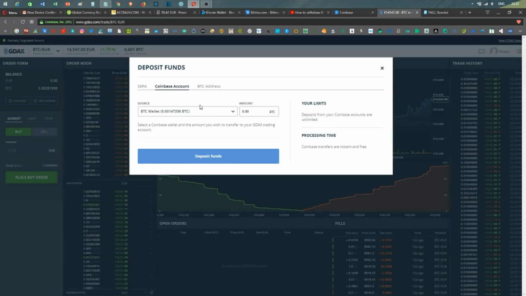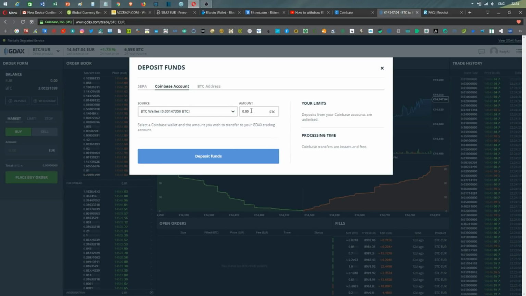Under Coinbase, we see that there is a limit information here. Deposits from your Coinbase account are unlimited, which means if you have 50 bitcoins in Coinbase, you can just send them into your Gdax account without any fees, and of course without any limits on transfer. Processing time, Coinbase transfers are instant and free. As you can see, it's just been specified in here. It's instant. It's just straight away.